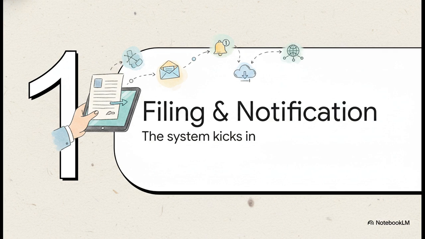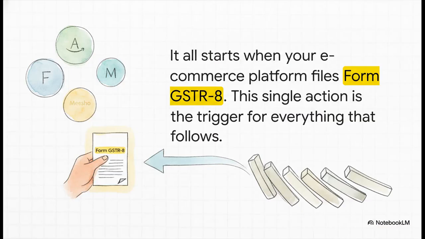And you might be surprised to hear this, but the whole thing doesn't actually start with you. It starts with your e-commerce operator. The second they file, a whole chain of events is set into motion, completely automatically. You see, every single month, these big platforms, Amazon, Flipkart, Meesho, you name it, they have a responsibility to file a return called Form GSTR-8. This form basically lists all the sales made through their site and, most importantly, the tax they've collected on your behalf. And this one action, it's the trigger for everything that happens next.